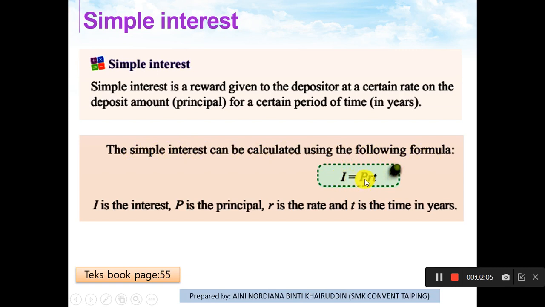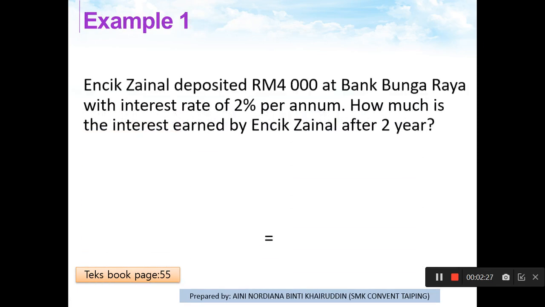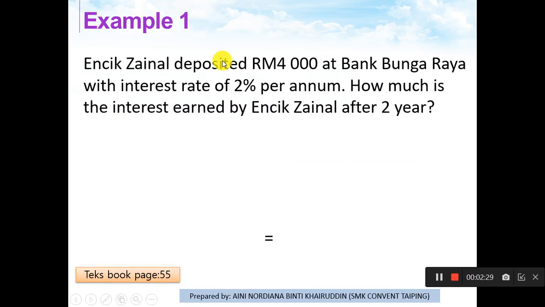Simple interest can be calculated using the following formula: I equals PRT. I is the interest, P is the principal, R is the rate, and T is the time in years. So this is the formula for simple interest. Have a look at example 1. Encik Zainal deposited 4,000 at Bank Bunga Raya with an interest rate of 2% per annum. How much is the interest earned by Encik Zainal after 2 years?